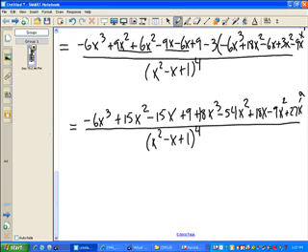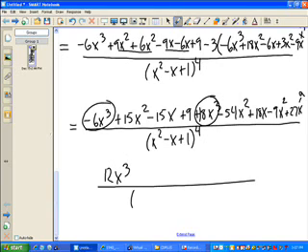All right. Now I got to put the x cubes together. I have negative 6x cubed and a positive 18x cubed. That would leave me with 12x cubed. Of course, this is all over x squared minus x plus 1 to the 4th power. This is equal to the second derivative. Yay! Now we're going to put the x squareds together.